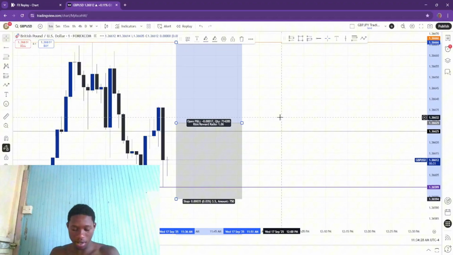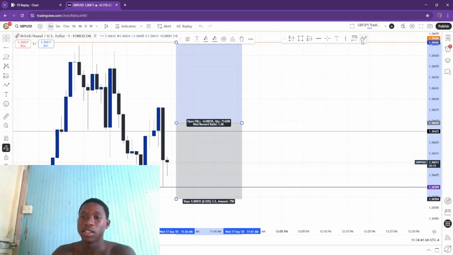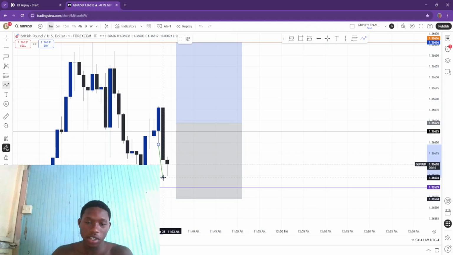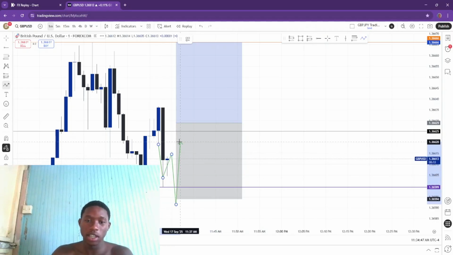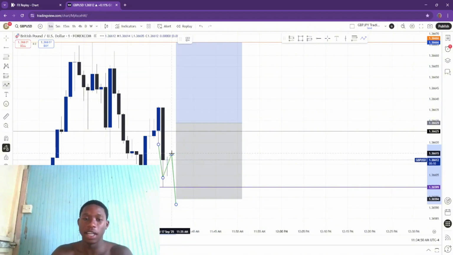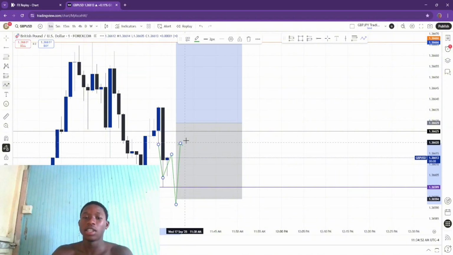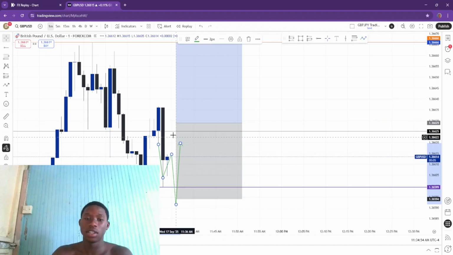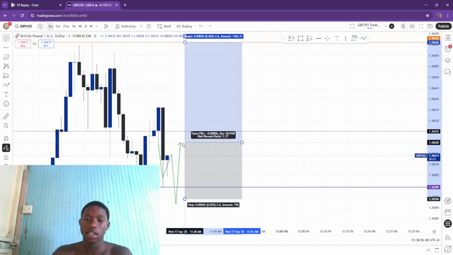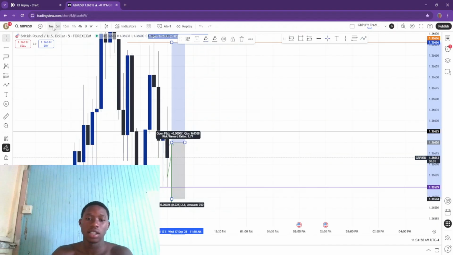We're looking for an up candle. Basically, what we're looking for is an up candle going up, creating a high, then sweeping liquidity, and then an engulfing candle coming above that high that was created. And then we could take a trade from there, right there.